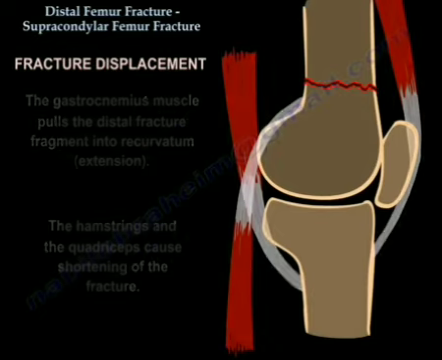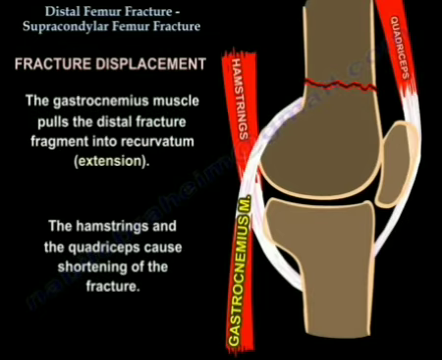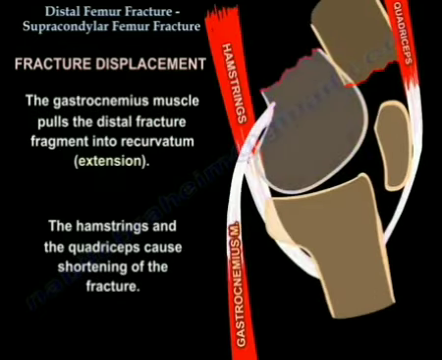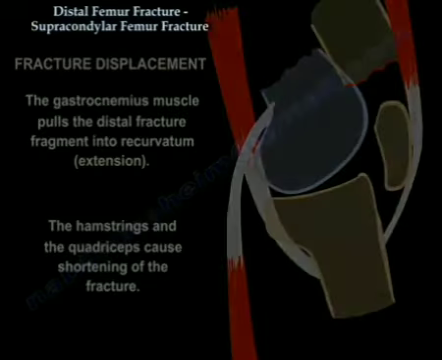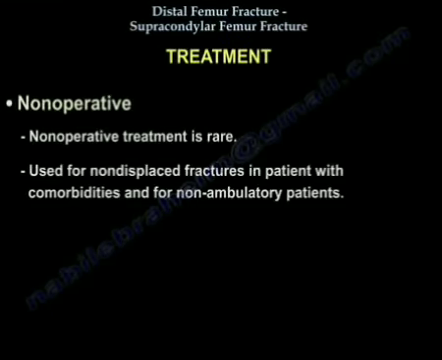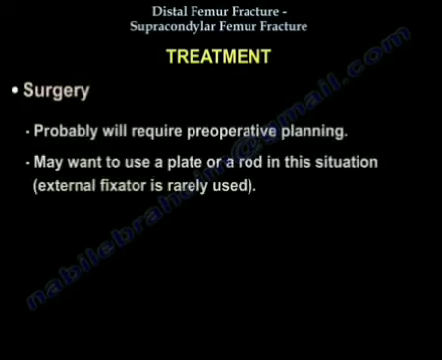Fracture displacement. The gastrocnemius muscle pulls the distal fragment into recurvatum or extension. The hamstring and quadriceps cause shortening of the fracture. Treatment. Non-operative treatment is rare and is used for non-displaced fractures in patients with comorbidities and or for non-ambulatory patients. Surgery will probably require preoperative planning and may use a plate or a rod. You rarely use external fixators.